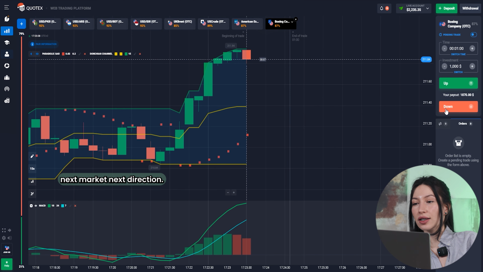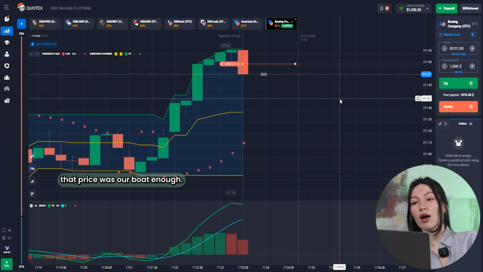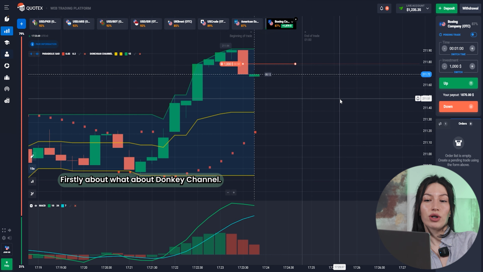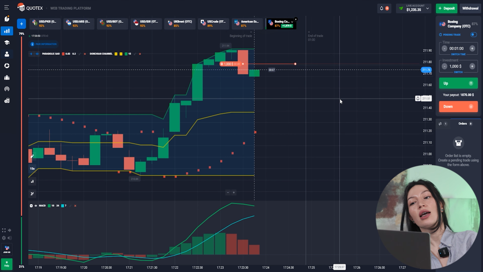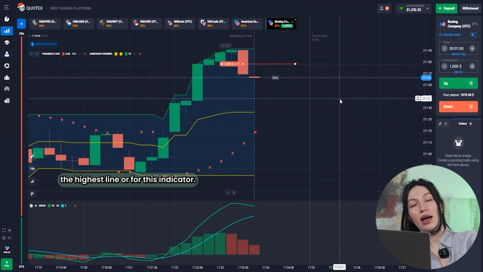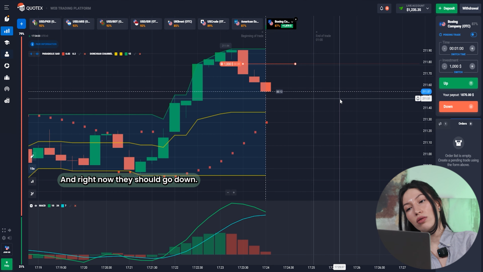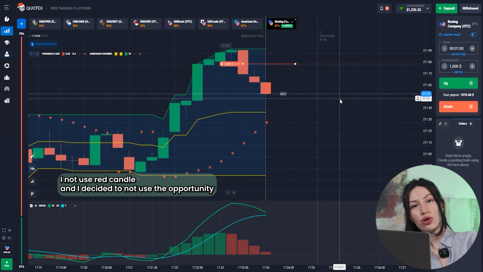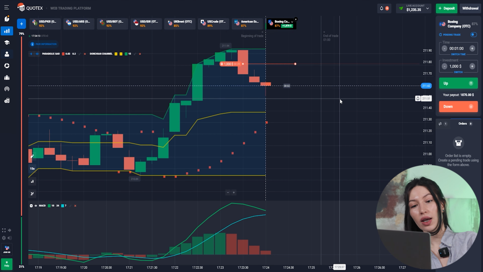Next market, next direction here is downward trend, guys. Here I saw that price was overbought enough. Firstly, about the Donchian channel, right? Here this indicator shows that candles touched the highest level, the highest line of this indicator. And right now they should go down. I noticed a red candle and I decided to not miss this opportunity, and I opened the trade at the same moment when I saw it.